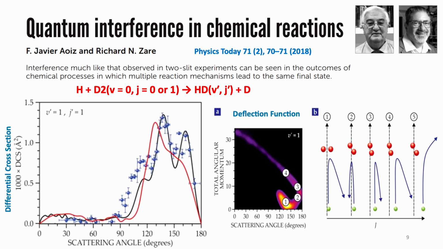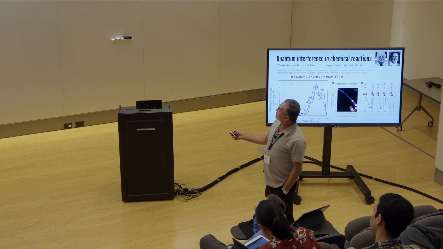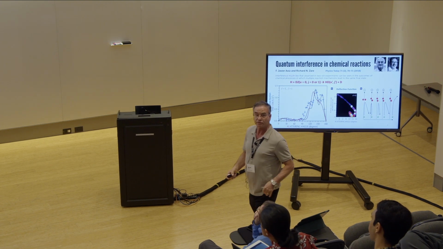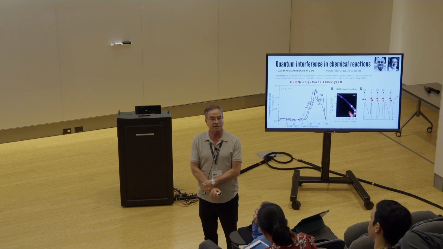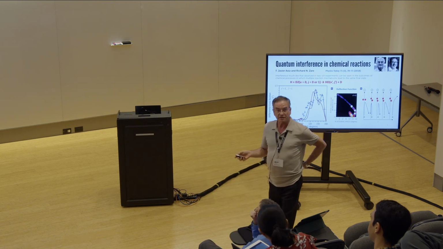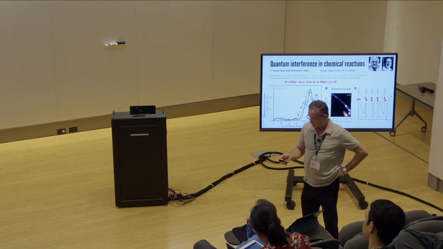So what they did, they went back to the quantum calculations, and they looked at the interference within this window of J in the partial wave analysis, and they show clearly that the interference between these different classical mechanisms leads to the oscillation in the cross-section. So this was the experiment, and this was published in Nature Chemistry.